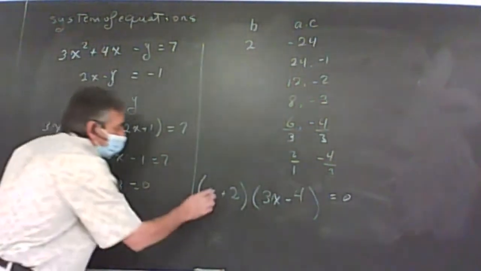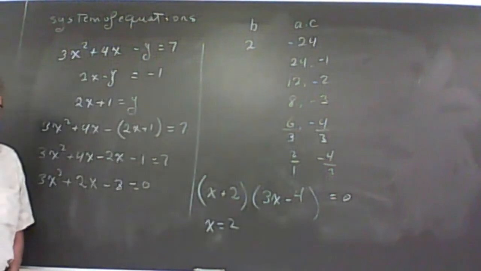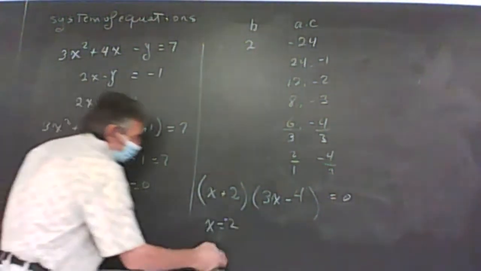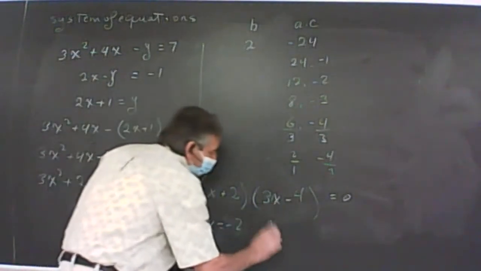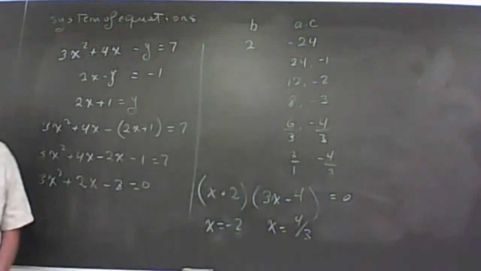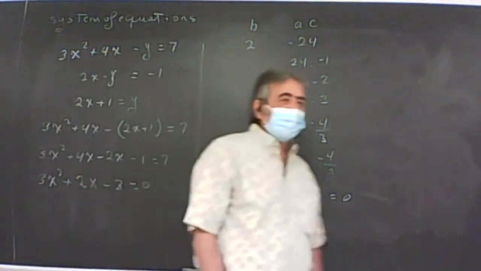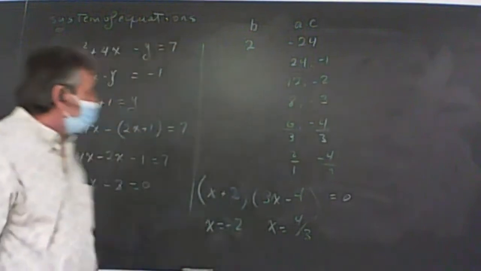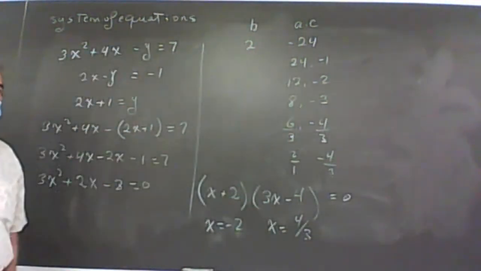So what is X? So X equal to negative 2. X equal negative 2. And X equal 4/3. Okay. So now we already know what X is. For this equation, we get 2 values. So all I have to do is substitute each value into the equation and figure out what Y is.